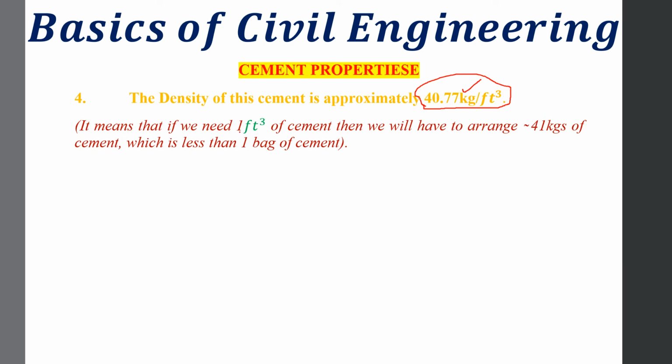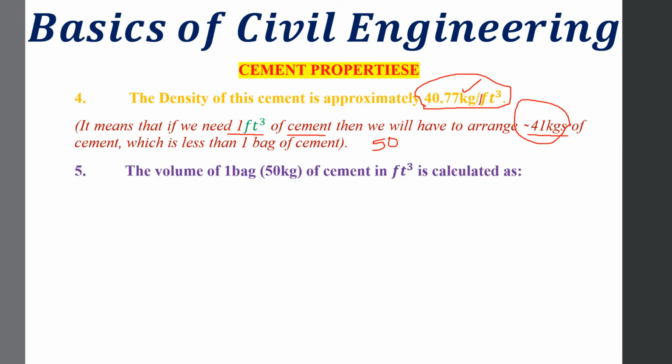This means that if we need 1 feet cube volume of cement, then we will have to arrange 41 kgs. This 40.77 means 1 feet cube of cement requires approximately 41 kgs of cement, which is less than one bag of cement, because one bag of cement contains 50 kgs. So 41 kgs means less than one bag. You can take it as approximately 80%, 0.8 bags.